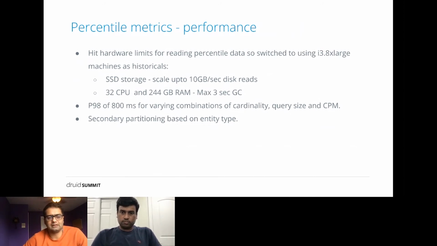It lowered the max GC time. When we were hitting high GC time, because of the CPU and RAM, it lowered the GC time for us to 3 seconds. So we were able to hit a P98 of 800 milliseconds. And since we're also doing secondary partitioning based on entity type, just like we're doing for the normal metrics, that also helped us to achieve the query performance that we wanted.